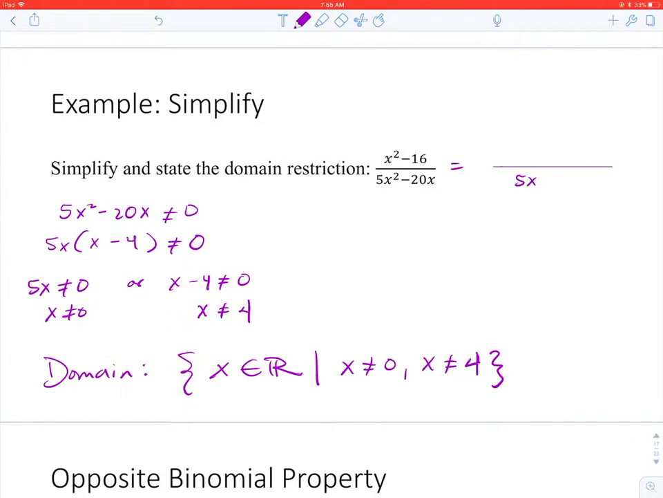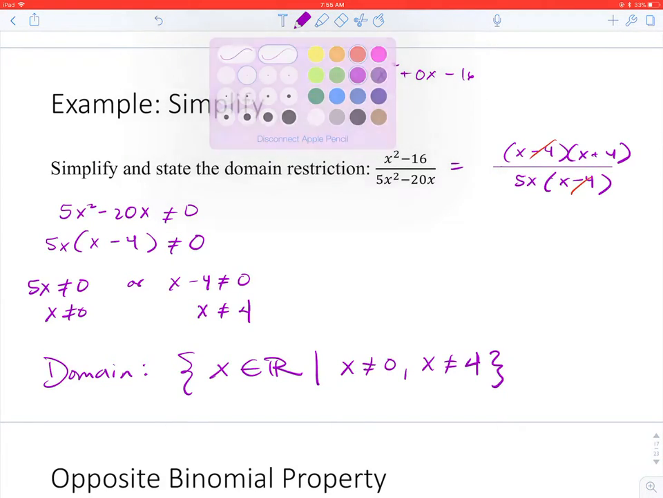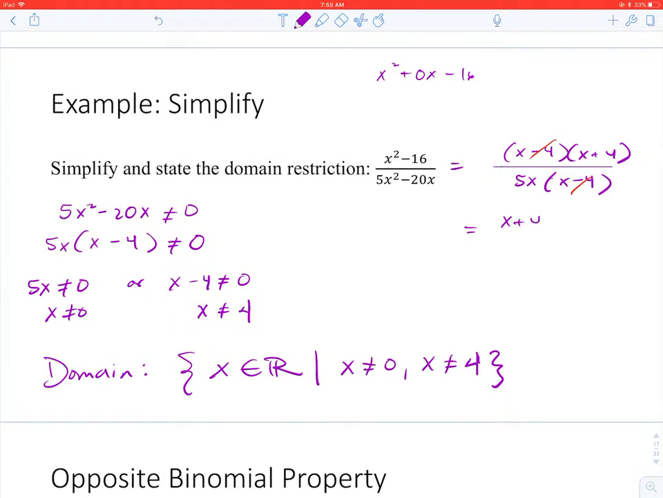Okay, so we know what the denominator factors to. The numerator is a difference of 2 squares, so I know that factors to x minus 4 times x plus 4. If you didn't recognize that, you can always think about that x squared minus 16 as x squared plus 0x minus 16, and then use your guess and check. Okay, so the x minus 4's cancel, and we are left with x plus 4 over 5x.